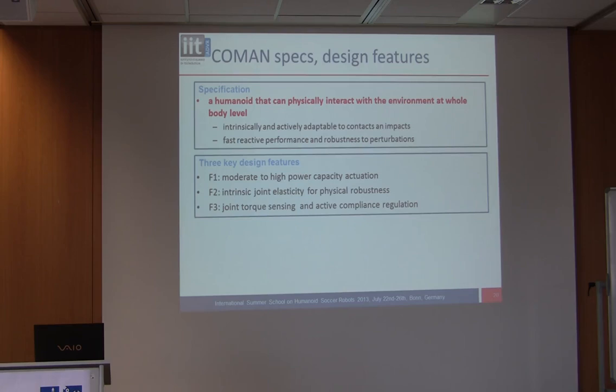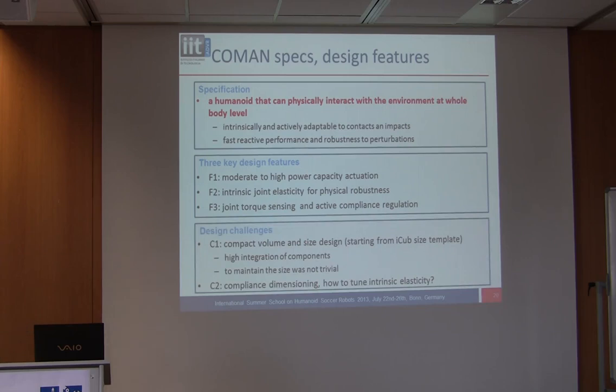So in order to achieve this kind of capability, we focus on three key design features for this robot. The first one is the use of moderate to high power capacity actuators. This means that we don't want only joints that can generate high torques, but we also need high speed in order to be reactive, to execute balancing, and adapt to faster operations. The second feature is the introduction of joint elasticity in the form of the series elastic actuator that we saw before, but using a different implementation. And the third one is the introduction of joint torque sensing that allows us to do active control of the joint impedance in the robot.